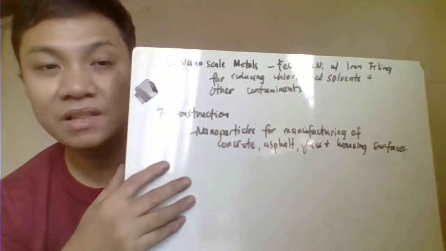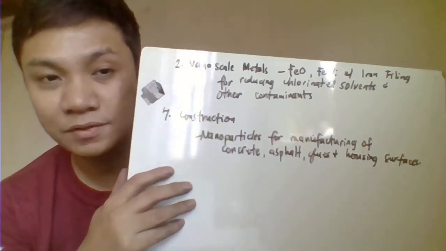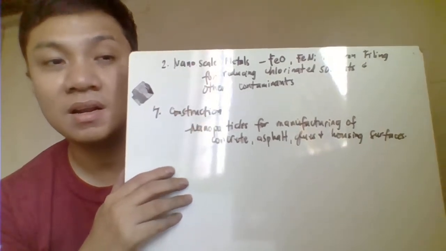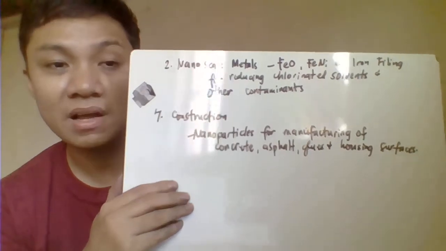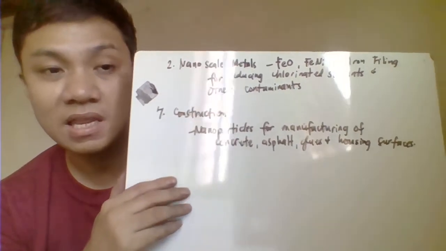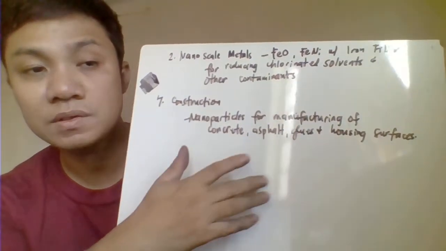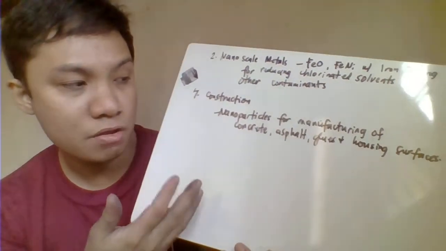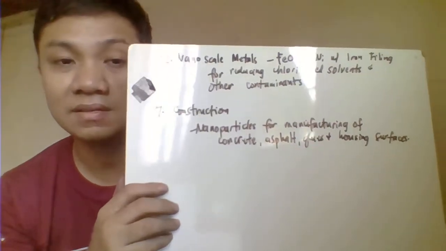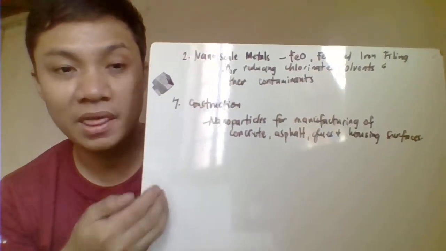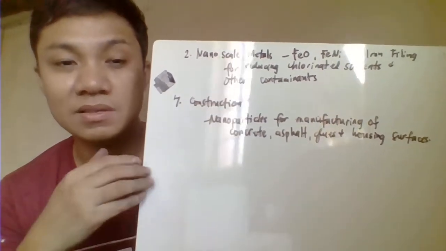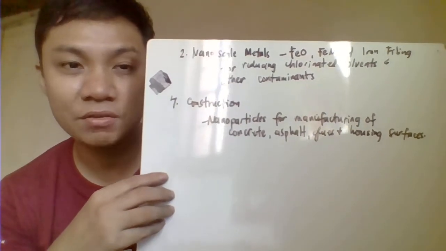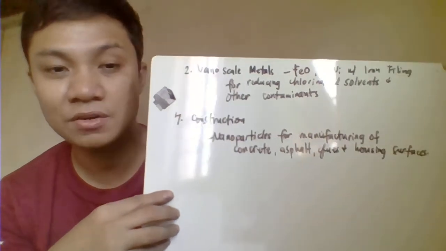Then for the field of construction, nanotechnology could also be applied. There are already some products being utilized in the construction industry that utilize nanotechnology, like the ones used for construction of, let's say, asphalt or even glues or even housing surfaces. They are being built with nanoparticles, making those more durable and stronger compared to the usual housing construction materials.